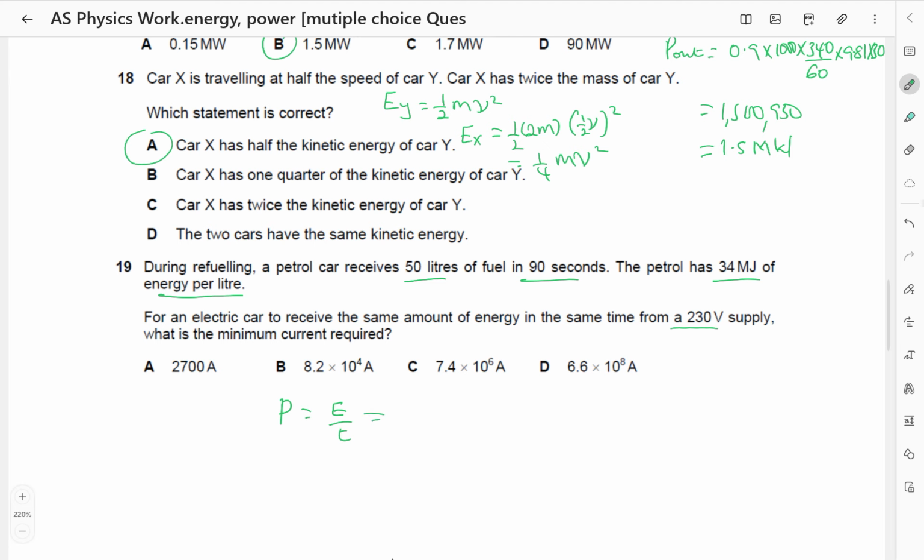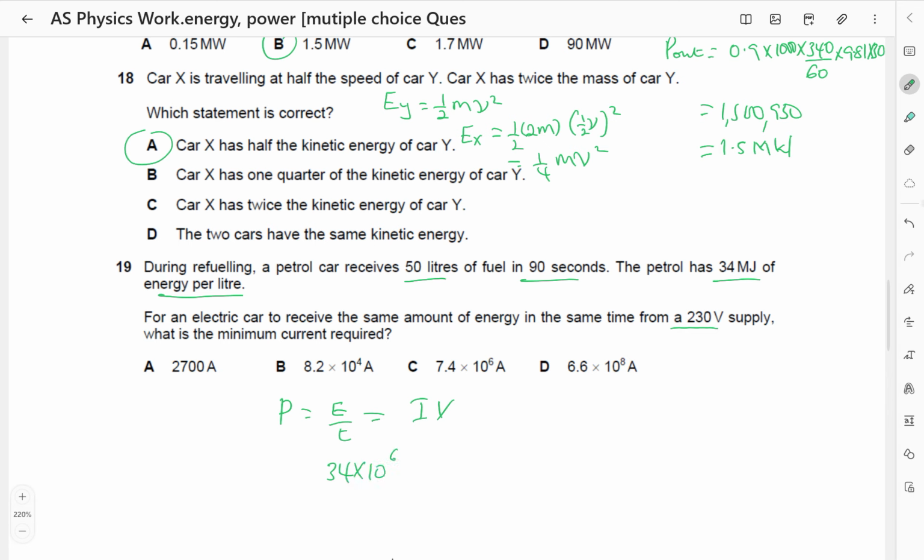Note that power is equal to energy over time taken, and we want this power to also be equal to I times V. So we want to find I. Let's equate energy over time to IV. The energy will be 34 megajoules, which is 34 times 10 power 6.